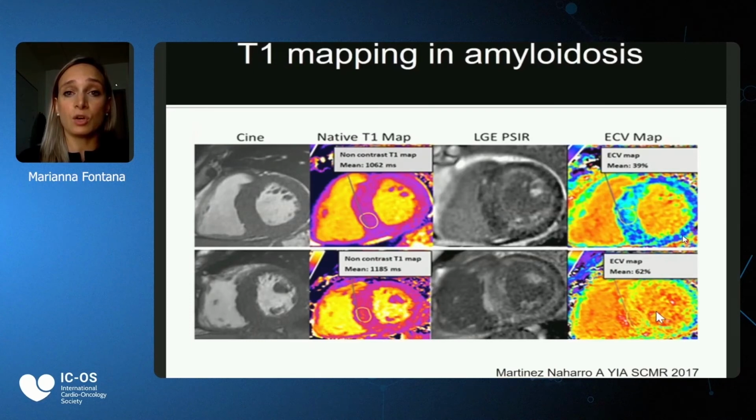In the patient at the top, the extracellular volume is 39%. In the patient at the bottom, more than 60% of the heart is actually amyloid. So, same increase in LV mass, same degree of systolic and diastolic failure, but the amyloid burden is very different. So these patients are at a very different stage of disease progression.